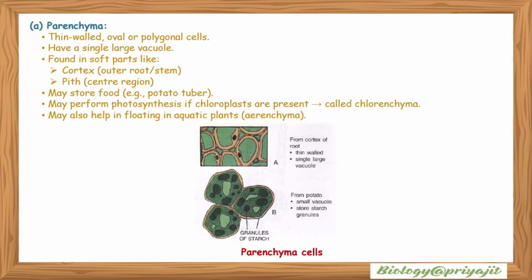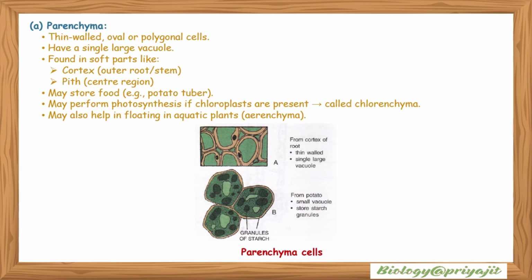Now we'll discuss the different types of permanent tissue. Number one is parenchyma. It has thin-walled, oval or polygonal cells. The diagram is below the description. They have a single large vacuole. It is found in soft parts like the cortex, that is the outer root or stem, and the pith, that is the center region. It may store food.